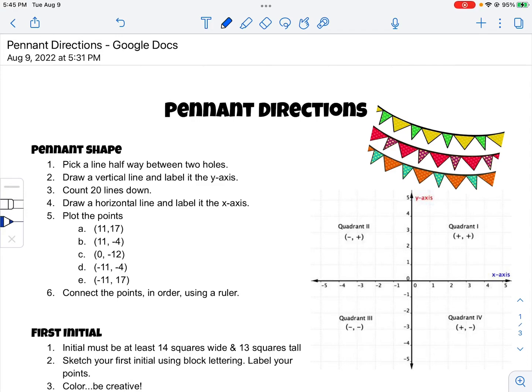So here are the Pennant Directions from class. It says pick a line halfway between the two holes. Now, the piece of paper I have, I'm just going to pick halfway in between. Draw a vertical line and label the axis the Y. Then count 20 lines down and draw the horizontal line.